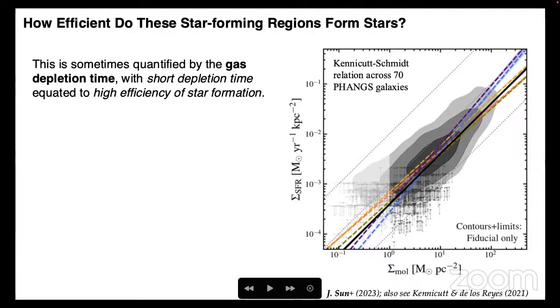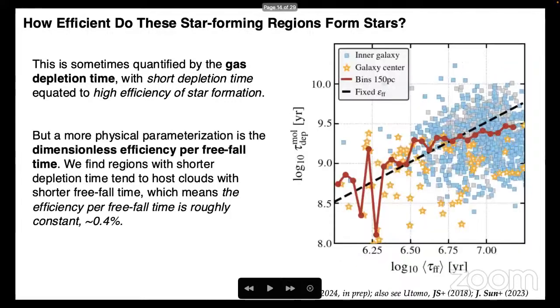That is the time it takes to deplete gas due to star formation. And when they say efficient star formation, sometimes they mean the gas will be depleted relatively quickly. But I would argue that there's a more physically meaningful parameterization, which is if you compare that depletion time to the dynamical time of the system that you are interested in, here, the free fall time of the molecular cloud, the ratio of those two will give you a dimensionless quantity called the efficiency per dynamical time. This is quite relevant to a lot of theoretical work, because usually in simulations, you can constrain these kinds of dimensionless quantities without referring to the actual properties of the system. So this can be more widely applicable.